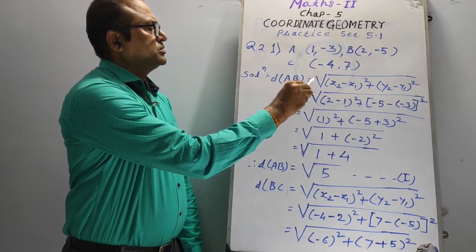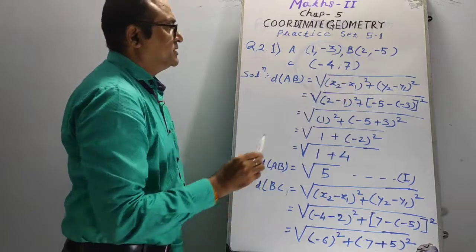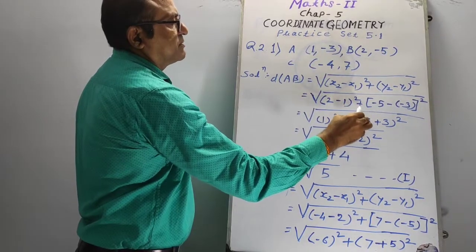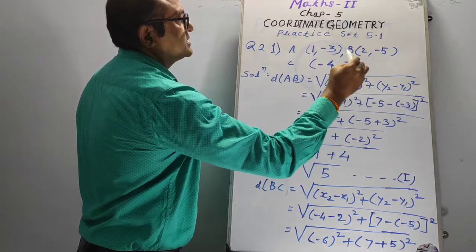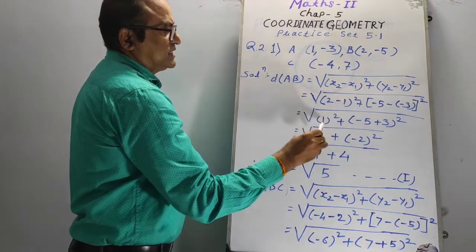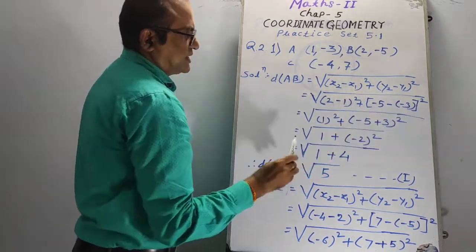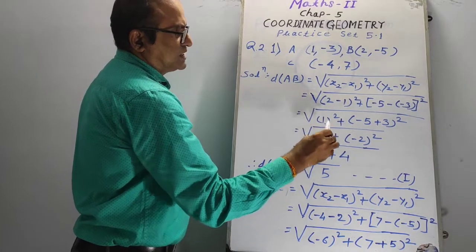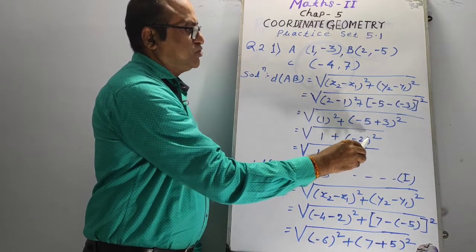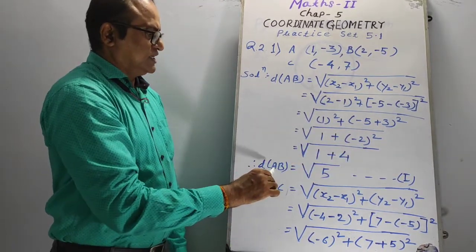Distance AB is equal to root of (x2 minus x1) square plus (y2 minus y1) square, is equal to root of (2 minus 1) square plus (y2 is -5 minus y1 is -3) square, is equal to root of (2 minus 1 is 1) square plus (-5 plus 3) square, is equal to root of 1 square is 1 plus (-5 plus 3 is -2) square, is equal to root of 1 plus 2 square means 4. Therefore distance AB is equal to root 5.